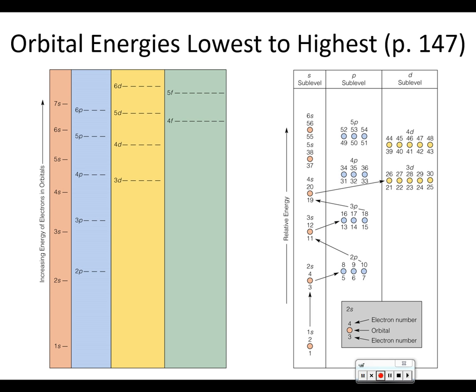Meaning, how are we going to read this chart? From the bottom to the top. Because the lower energy orbitals start off in the bottom, the higher they go, the more energy they have. Okay? Good there? Okay. We're going to reference that often.